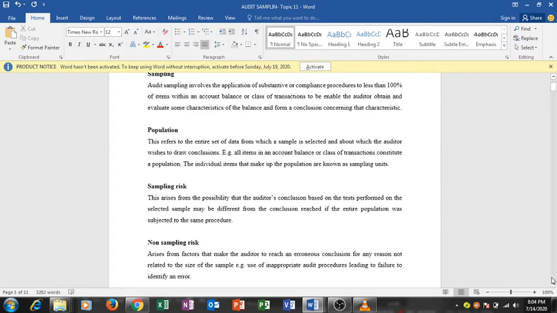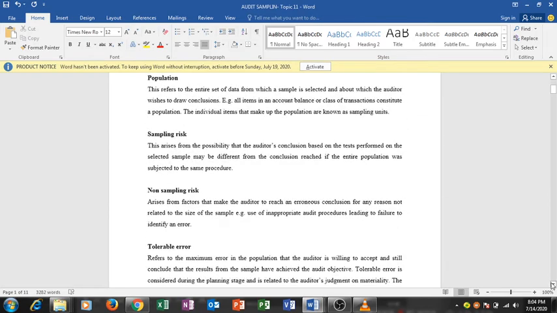Then we have another term called the non-sampling risk, which arises from factors that make the auditor reach an erroneous conclusion for any reason not related to the size of the sample.